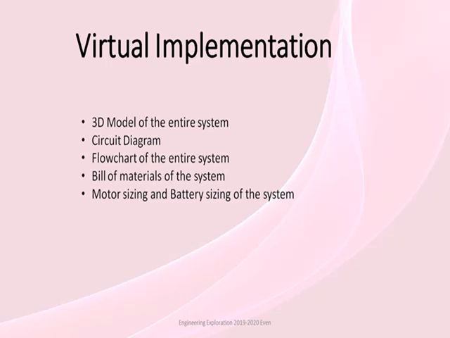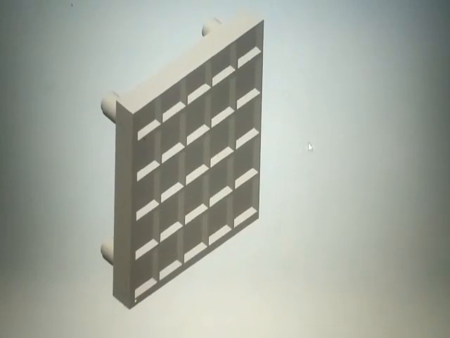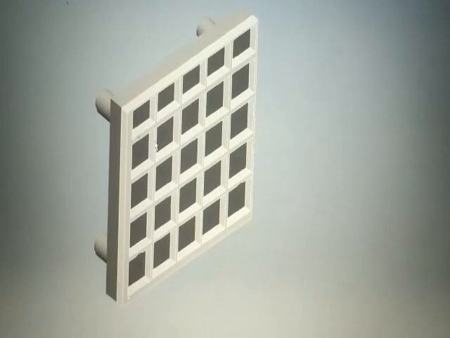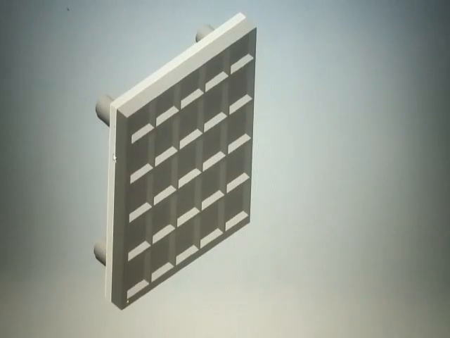This is the 3D model we created. This whole is a table with a top and bottom, and 4 legs. This is the top with blocks, that is 25 blocks.